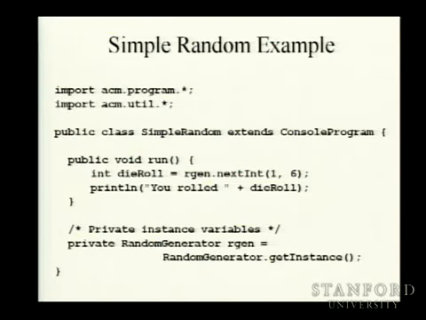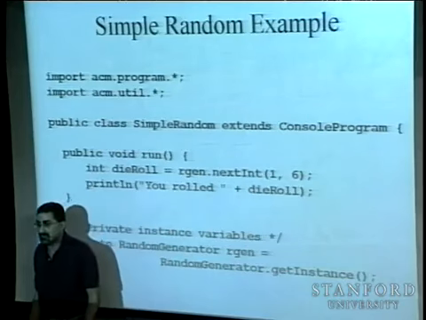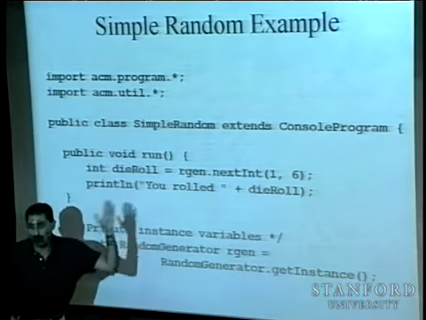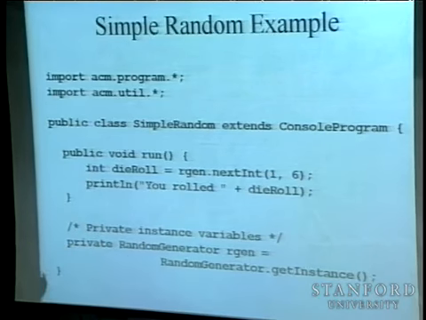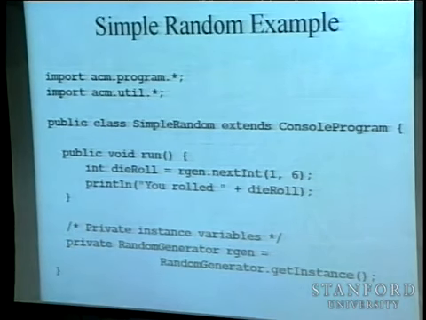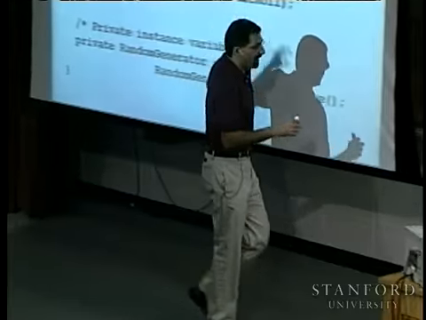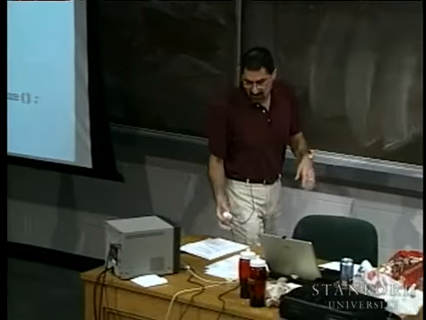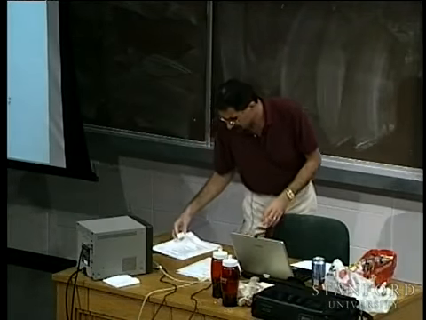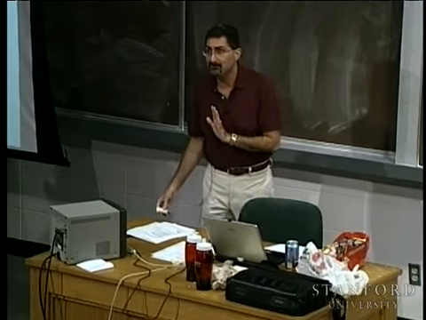I can say int dieRoll is a randomly generated number. Give me the nextInt between 1 and 6, and then it will just print out "You rolled" and whatever the random value was. So it's just simulating one die roll. Not a lot of excitement going on there, but this is just to show you how the syntax actually looks for generating a random number. Okay? So any questions about that?